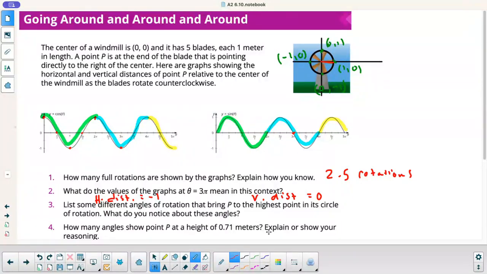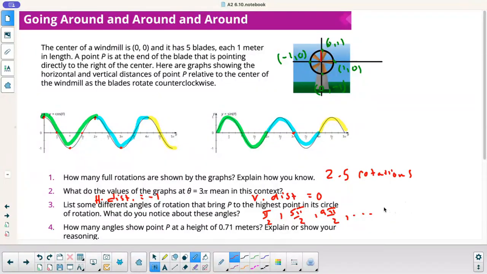Okay. There's some different angles of rotation that bring P to the highest point in the circle rotation. So the highest point's up here at pi over 2. But there's pi over 2, 2 pi over 2, 3 pi over 2, 4 pi over 2, 5 pi over 2. Every time you cross an axis, it's rotating pi over 2. And then if I keep rotating here, 6 pi over 2, 7 pi over 2, 8 pi over 2, 9 pi over 2. And then you could basically keep on adding pi over 2, right?